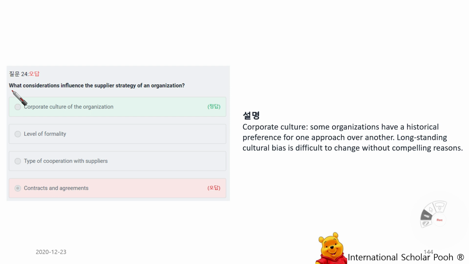What considerations influence the supplier strategy of the organization? Corporate culture of the organization. Some organizations have a historical preference for one approach over another. Long-standing cultural bias is difficult to change without compelling reasons.